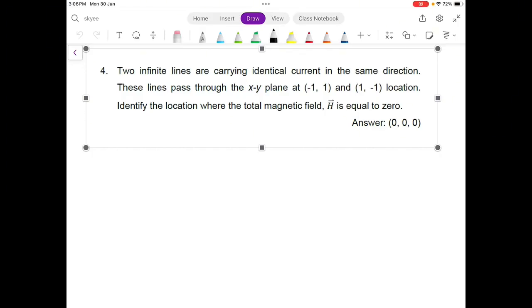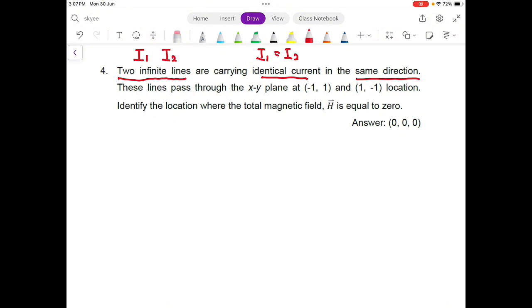Alright, now let's look at this exercise. So we have two infinite lines. This one is a line, so the length is infinite. They are carrying identical current. Identical current means that, because we have two infinite lines, I label the first one as I1 and the second one as I2. Both of them are carrying identical current, meaning I1 is the same as I2 in the same direction.